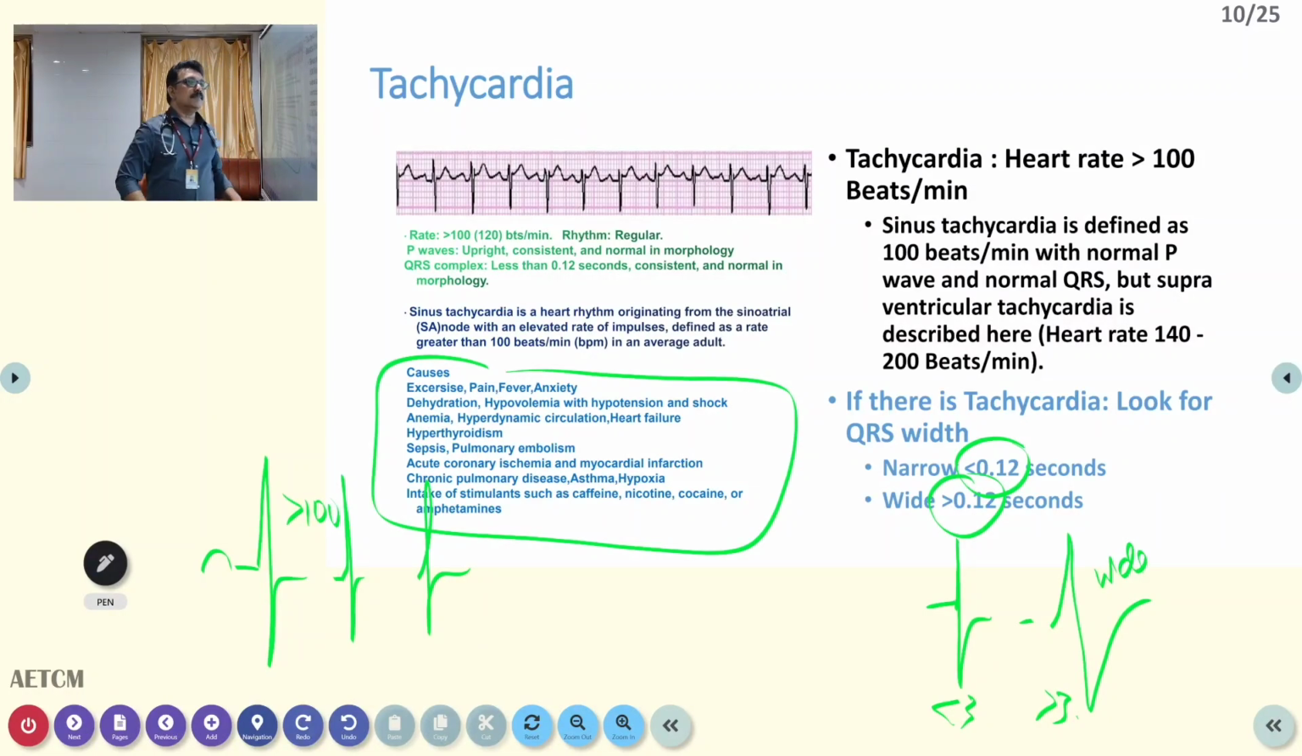So tachycardias are basically divided into two important groups. One is sinus tachycardia and non-sinus tachycardia. In sinus tachycardia, there is a P wave and the heart rate is somewhere around 100 to 120. But the other type of classification is based on the QRS complex width. If the QRS complex is wide, then it is a wide complex tachycardia. If the QRS complex is less than 3 squares, then it is a narrow complex tachycardia.